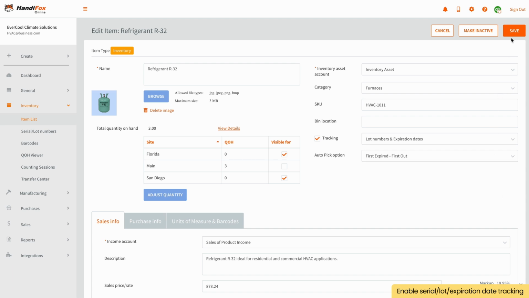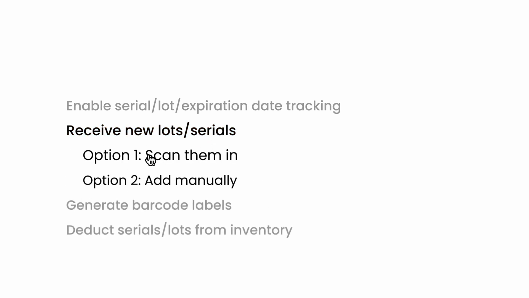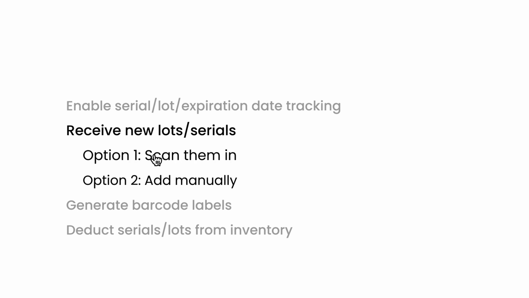Next, let's see how to add serial or lot tracked items into your inventory. You have two options: scan them in during receiving or enter them manually. Let's start with scanning. It's the fastest and most accurate method since it captures data straight from barcode labels.